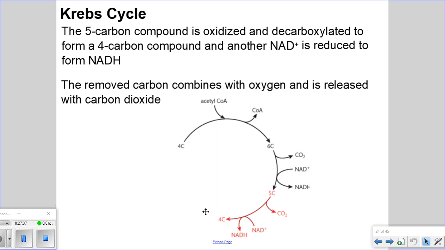Now at this point we have a 4-carbon compound. Remember, our starting product here was a 4-carbon compound. So the rest of this cycle, and we'll probably get a bit more energy out of this, but the rest of this cycle is taking this 4-carbon compound and converting it back into our starting 4-carbon compound, oxaloacetate. So at this stage, we don't have oxaloacetate, but we've got to convert this back into oxaloacetate.